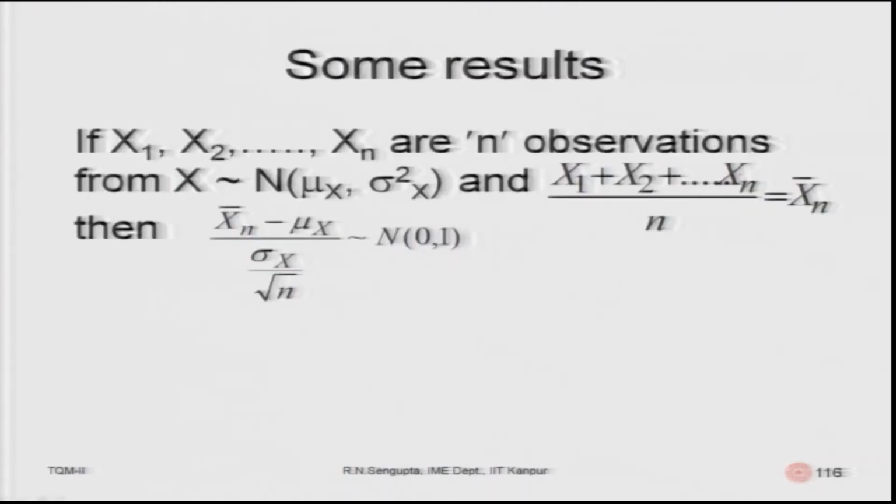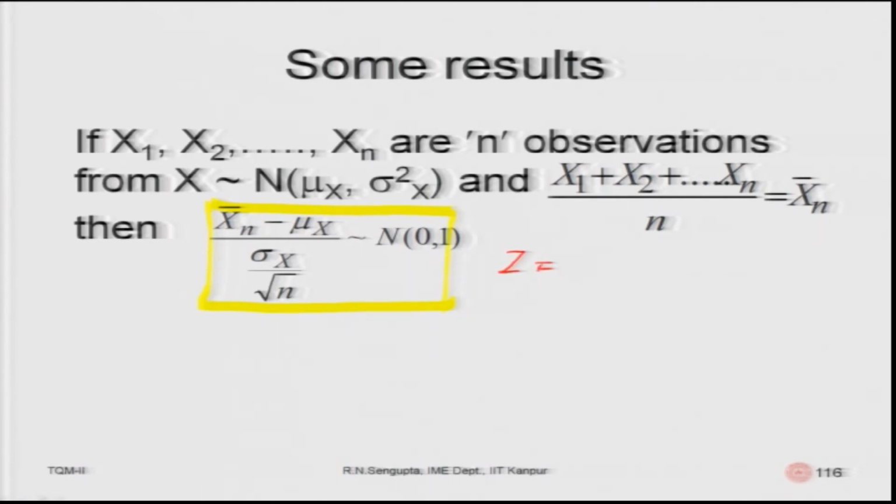Some interesting results: if x1 and x2 till xn are n observations from the normal distribution with mean mu suffix x and variance sigma square, and the sum x1 till xn divided by n is given by x bar, then, as we discussed in detail at the beginning of this lecture a few slides ago, this value is the Z distribution.